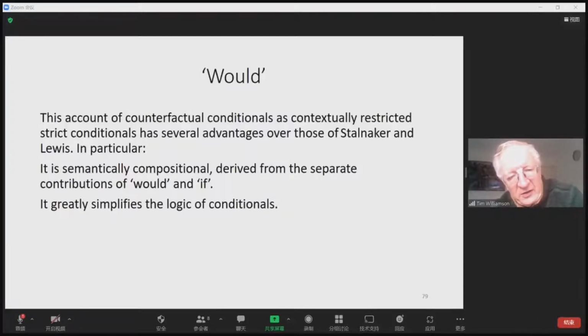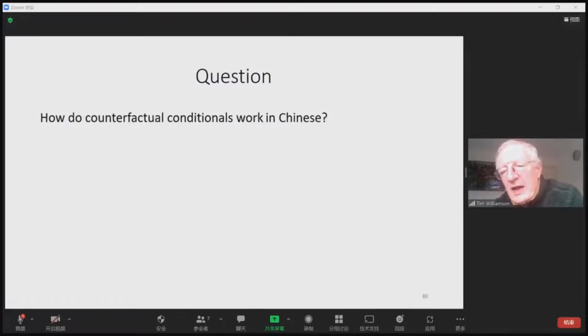It looks into the microstructure of conditionals and of counterfactual conditionals, and explains where their truth conditions come from. And the second great advantage is that it greatly simplifies the logic of conditionals. I haven't talked about that here, but you get a much, much simpler and nicer logic when you treat them as restricted strict conditionals.